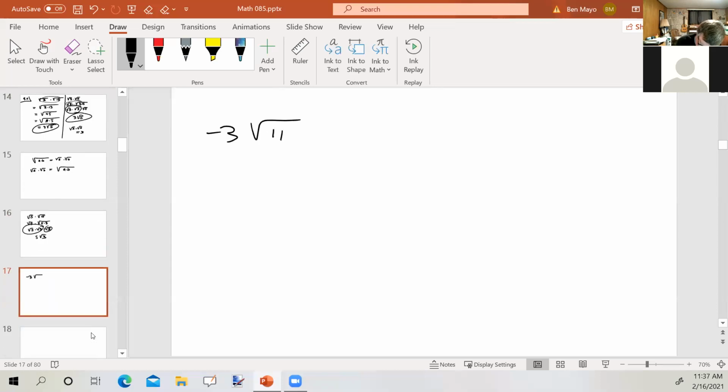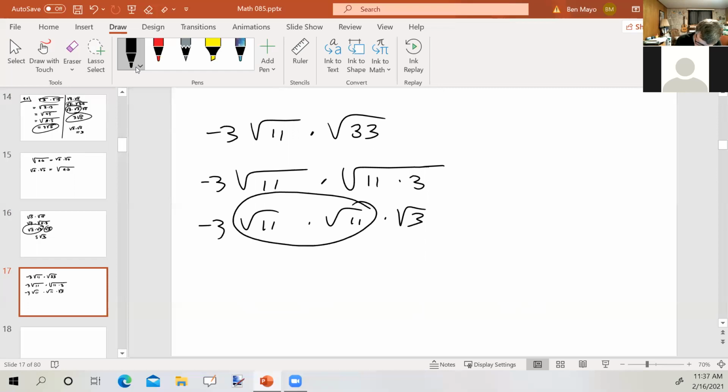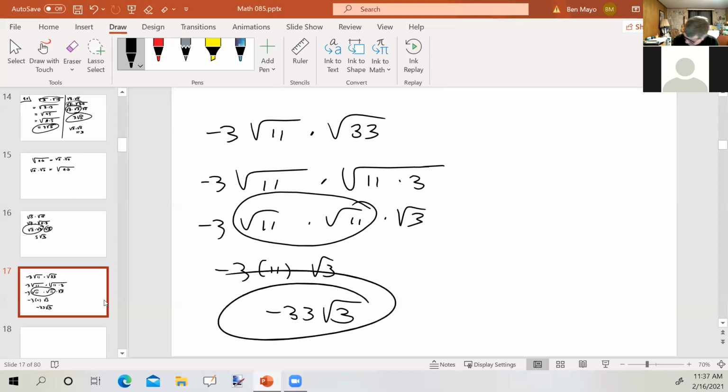Negative 3 square roots 11 times the square root of 33. Well, that would be negative 3 times the square root of 11 times the square root of 11 times the square root of 3. Whoops, got a little extra square root there. Times 3, which would be negative 3 square roots 11 times the square root of 11 times the square root of 3. And that would be 11. So negative 3 times 11 square roots of 3. Negative 33 square roots of 3.